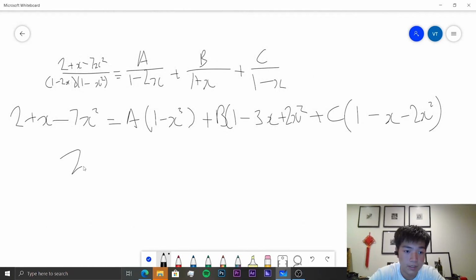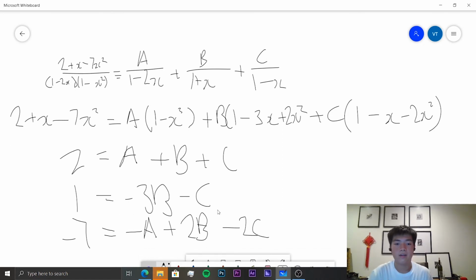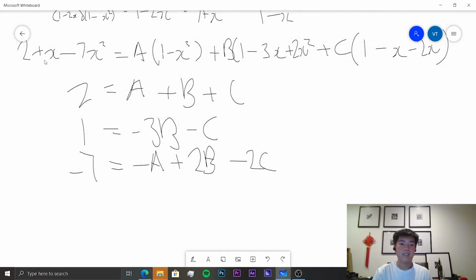So we know that 2 is equal to a. We have to solve a system of linear equations. 2 is equal to a plus b plus c. 1, or the coefficient of x, is equal to negative 3b minus c, and finally negative 7x squared, or negative 7, is equal to negative a plus 2b minus 2c. So this is a trick called equating the coefficients, and we need to solve the system of linear equations in order to solve the problem.